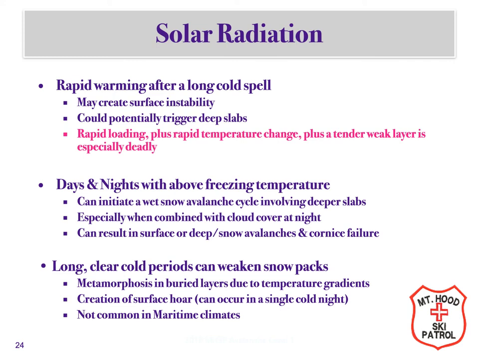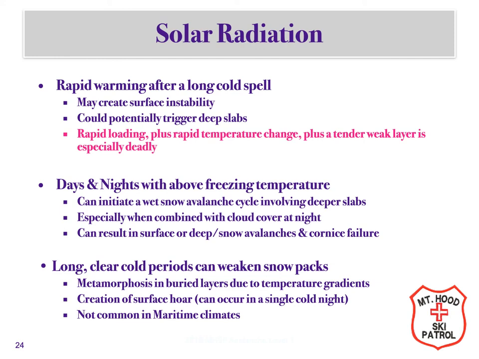Solar radiation combined with temperature cycling can create special dangers. For example, after a long cold spell, solar radiation creates rewarming and surface instability, which could trigger deep buried layers. The combination of rapid loading, rapid temperature change, plus a weak layer is especially dangerous.